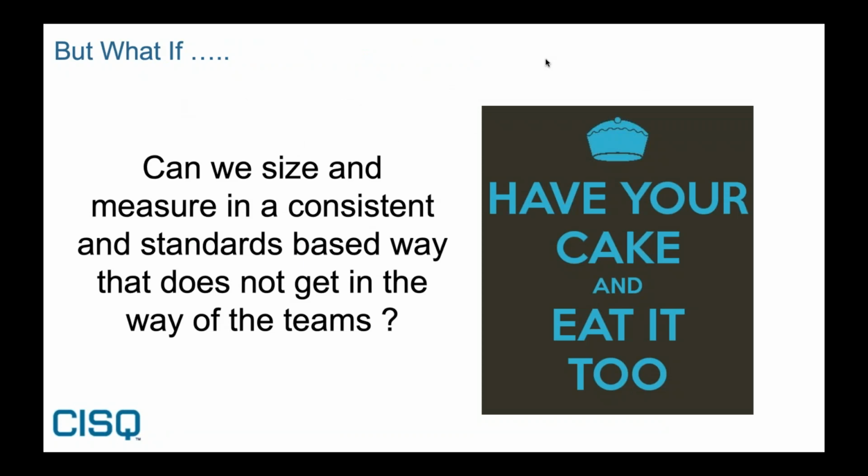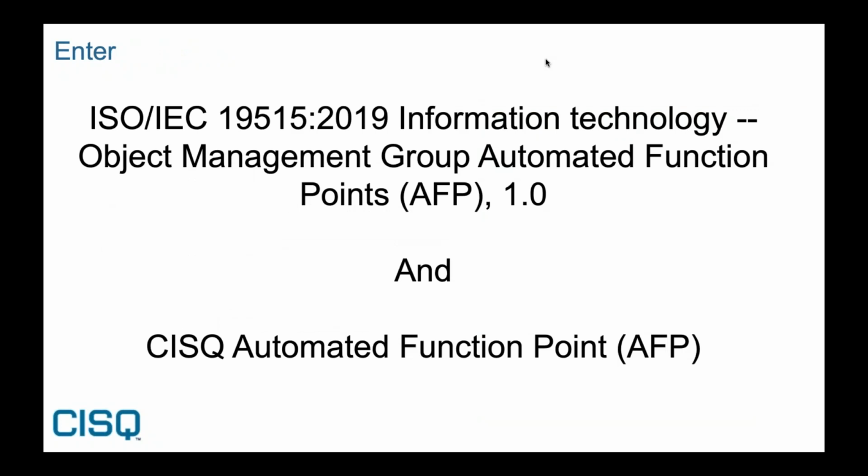So can we have our cake and eat it? Is there a way of sizing consistently that would allow us then to do measurements around productivity against the standard size and quality measurements against the standard size that doesn't get in the way of the teams, that doesn't cause over documentation, that is not waterfall? Well, I think the answer is yes.